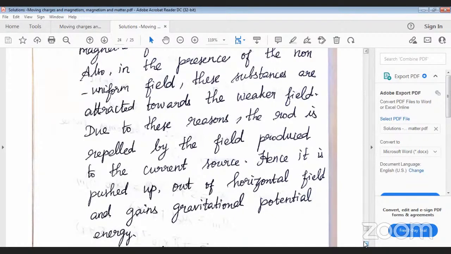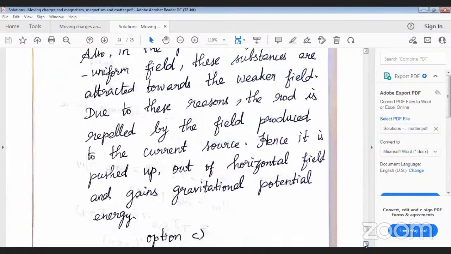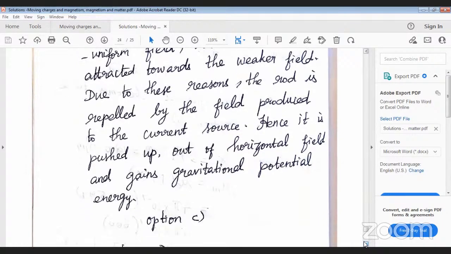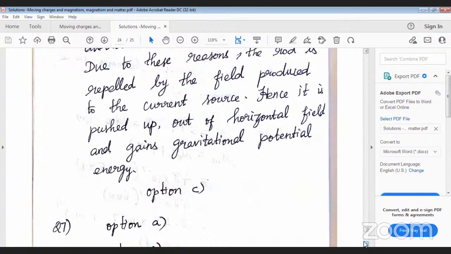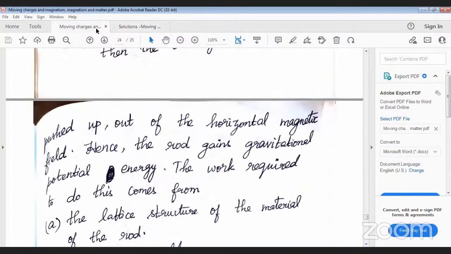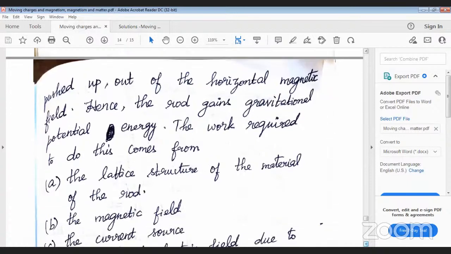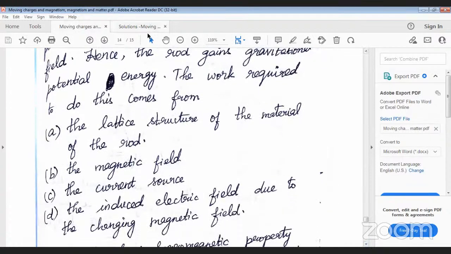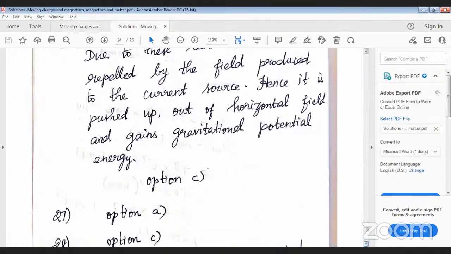So here the rod is repelled by the field produced due to the current source. Since the current source produces the magnetic field, the diamagnetic rod actually repels the field produced by the electromagnet, and that field has come from the current source. So the repulsion has come due to the presence of the external magnetic field, and that external magnetic field is due to the current source. So the current source provides the work done. So current source, that is option C.